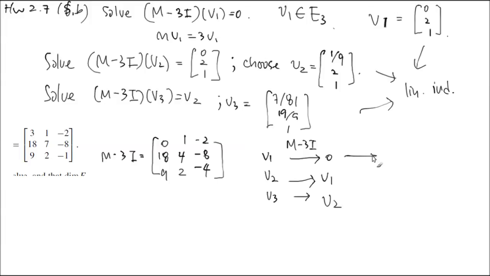Let's do one more time. M minus 3I. Where does that go? 0 goes to 0. V1 goes to 0. V2 goes to V1, right? Third time. Then 0, 0. V1 goes to 0, right?